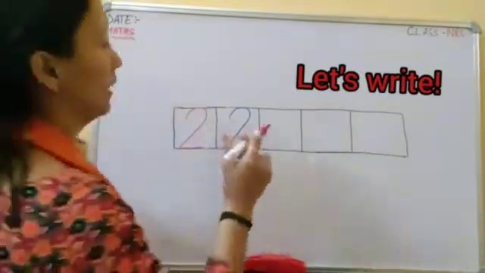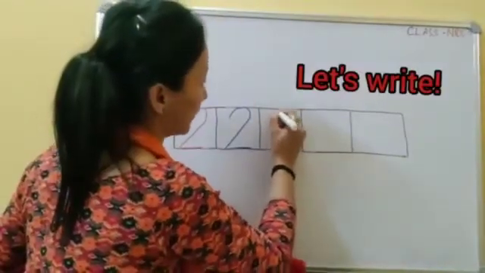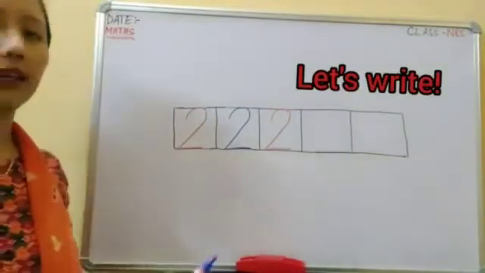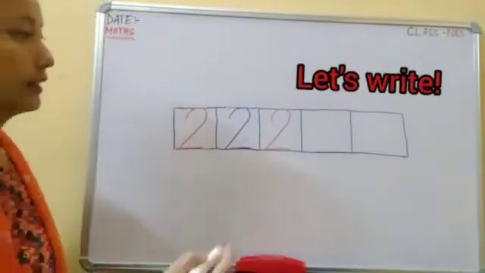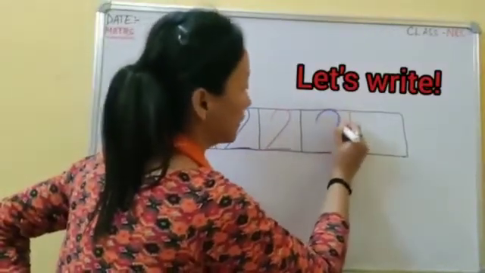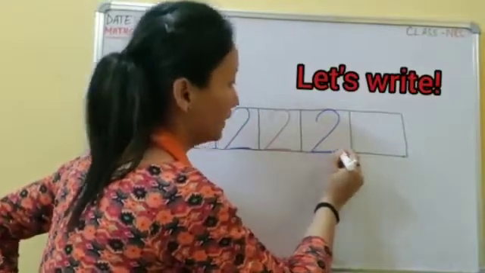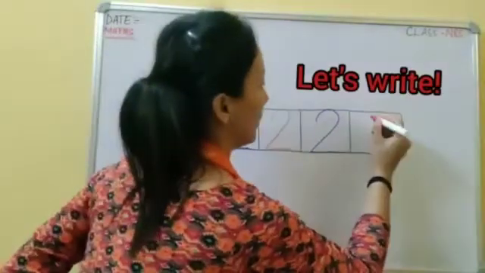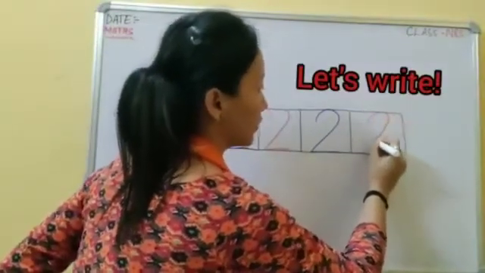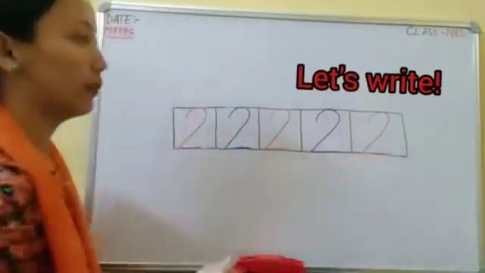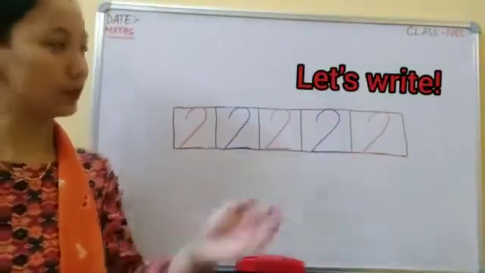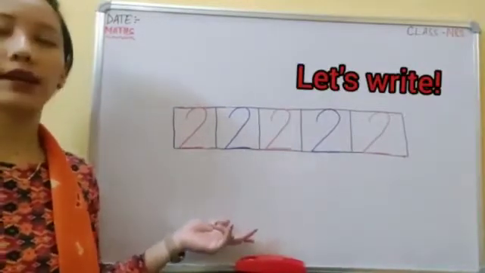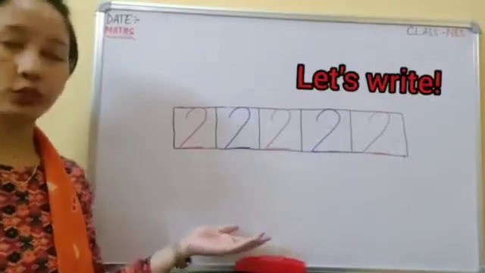Again. Make a curve. Go down and make a sleeping line. 2. Again, make a curve, go down and make a sleeping line. 2. One more time. Make a curve, go down and make a sleeping line. 2. So, this is number 2. This is the way you have to write number 2.